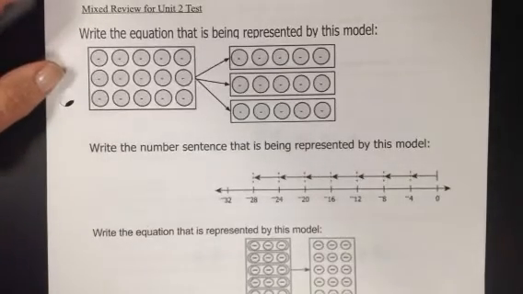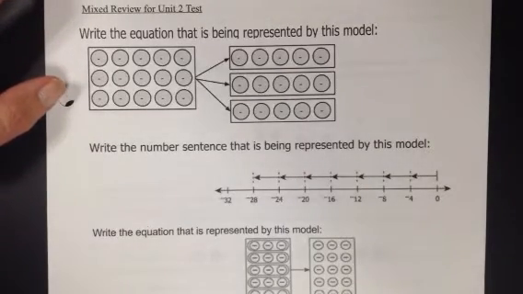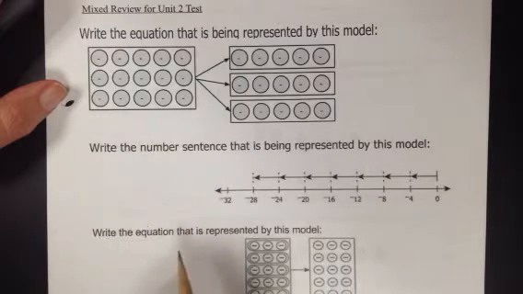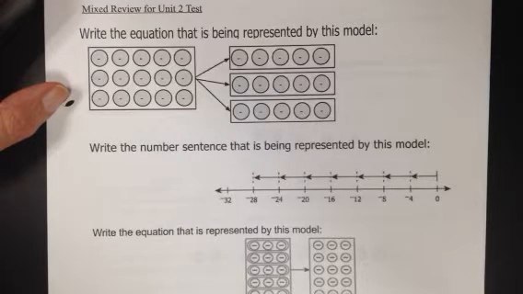We're going over the mixed review for the Unit 2 test. We're going to look at some models that represent integer equations, and we're going to need to write what equation that means, both the numbers in the problem and the answer for these.